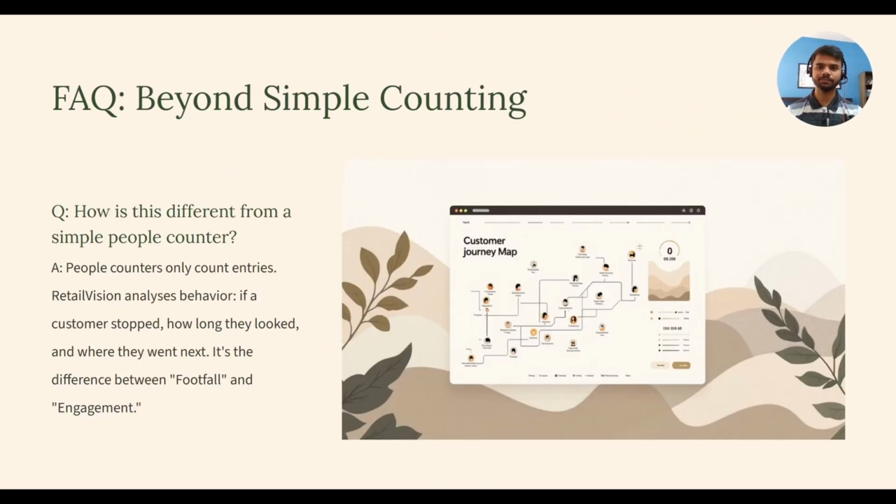Now let's move ahead. This is a special feature of this project, which is beyond simple counting. This is the most asked question for such kinds of projects: how is it different from a simple people counter? People counters only count the number of people, but this Retail Vision project analyzes behavior: if a customer has stopped, how long they waited at a specific zone, and where they went next. This is the actual difference between footfall and engagement. I hope the answer is clear to you.